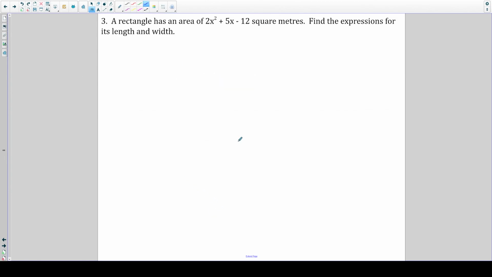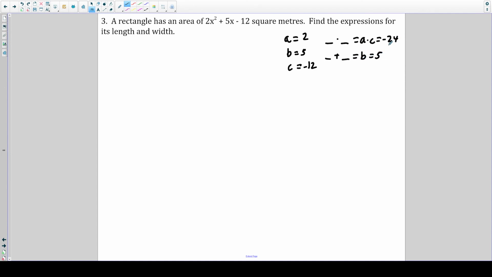Last but not least, question number 3 says a rectangle has an area of 2x squared plus 5x minus 12 square meters. Find the expressions for the length and the width. All we really need to do is to factor this using decomposition. So here we have a is equal to 2, b is equal to 5, c is equal to negative 12. So we have something times something has to equal a times c. So in this case, 2 times negative 12 is negative 24. Something plus something has to equal b, which is 5.